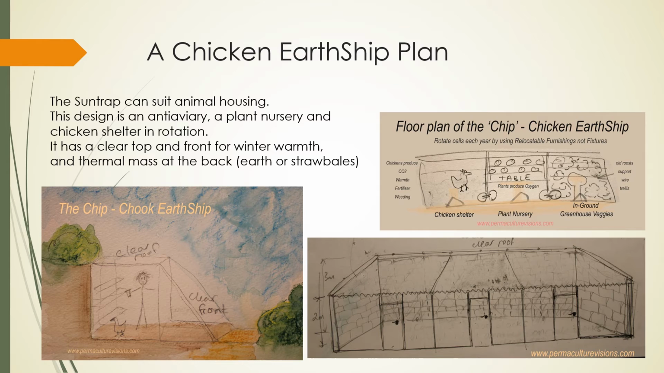A sun trap could include the housing, but you could also have rotation, so chickens move from one section to another section. Here's an earthship plan we did for chickens to live in a cold climate.